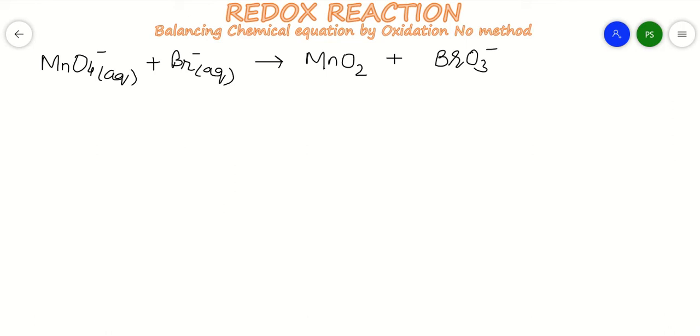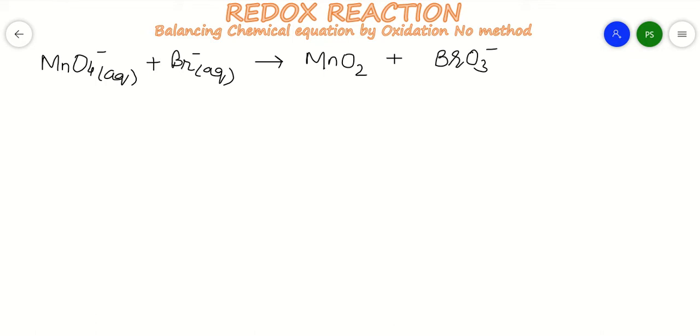Good morning, children. In the last video we talked about how to calculate the oxidation number of an element in a compound. Now, on the basis of that oxidation number, how are we going to balance a chemical equation? The method is called the oxidation number method.